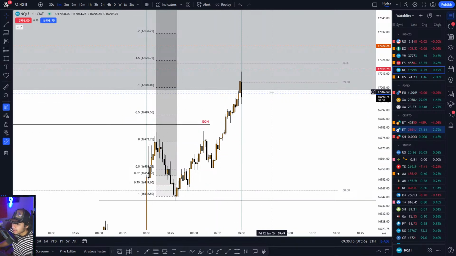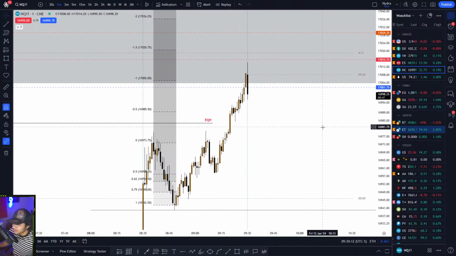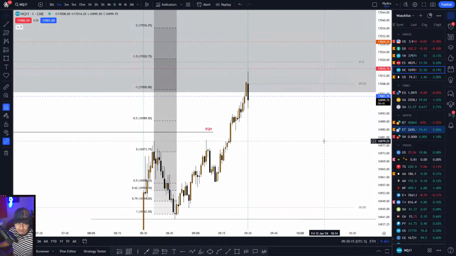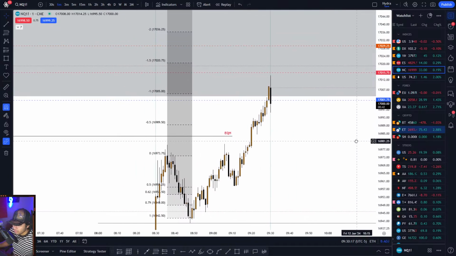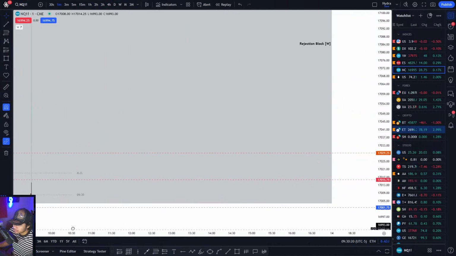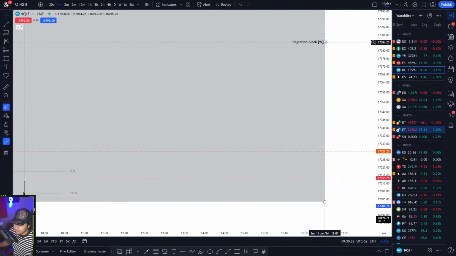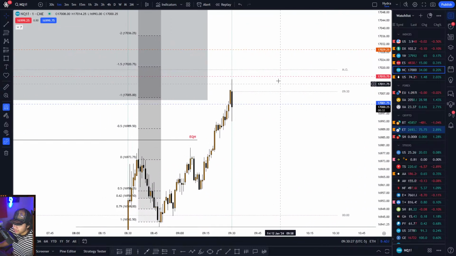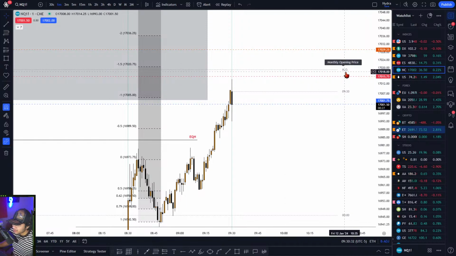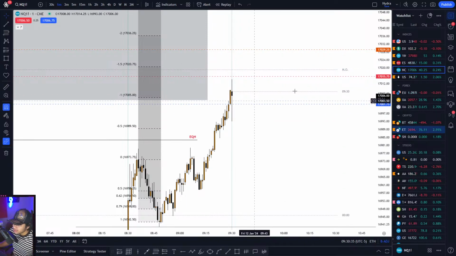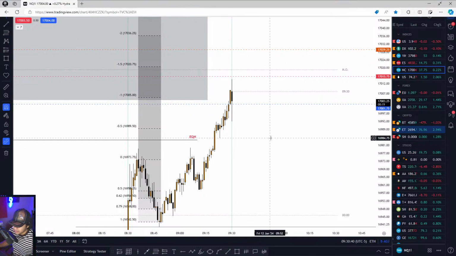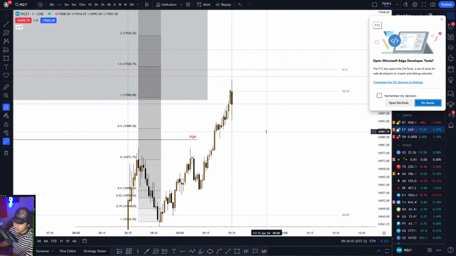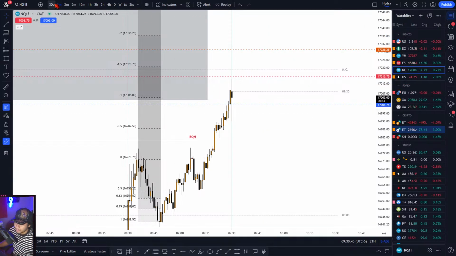So I don't see any breaker here, folks. I don't see the models that I look for here. But still I wanted to see the rejection, preferably from here, from the consequent encroachment, because we had the monthly opening up there. So if price was showing this from here, I would have told you guys, okay, we'll go to 30-second and we'll find an inversion from where we can trade, or we'll wait for a breakout there.